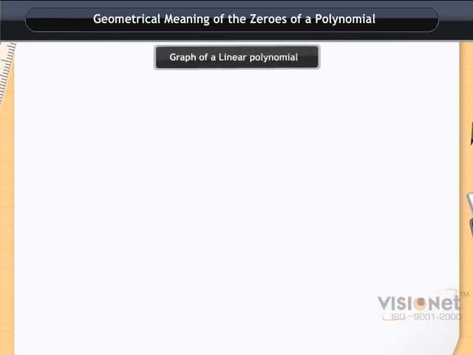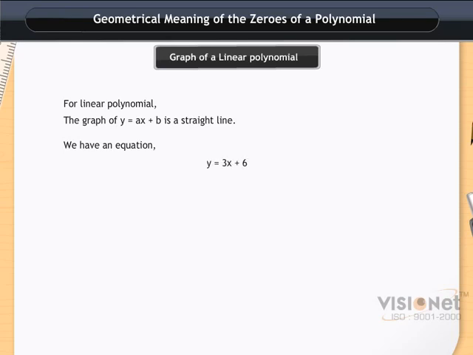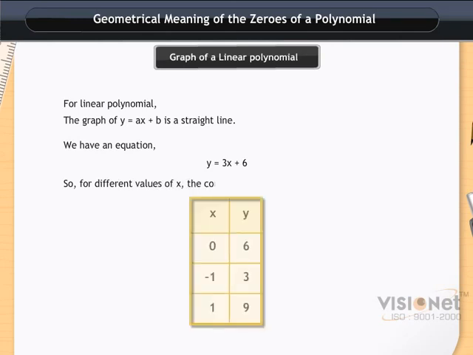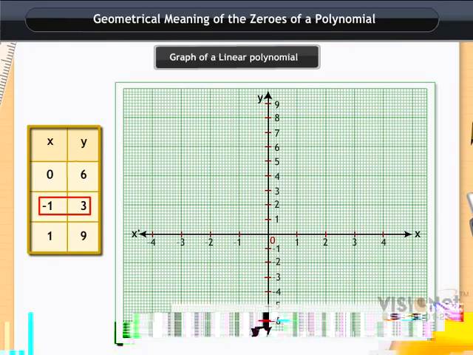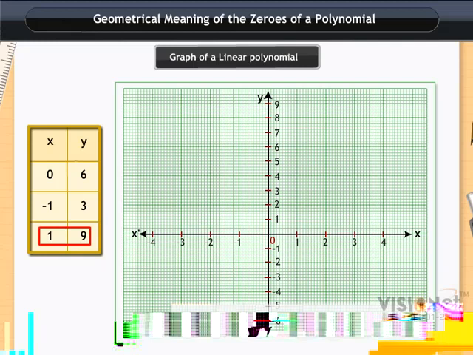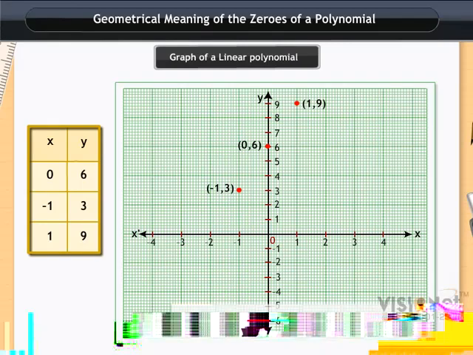Graph of a linear polynomial. For a linear polynomial, the graph of y is equal to ax plus b is a straight line. Let us understand it with the help of an example. Let us have an equation y is equal to 3x plus 6. For different values of x, the corresponding values of y are 0, 6, -1, 3 and 1, 9. Now we plot these points one by one on a graph paper as shown. Now we join the points and we get a straight line.